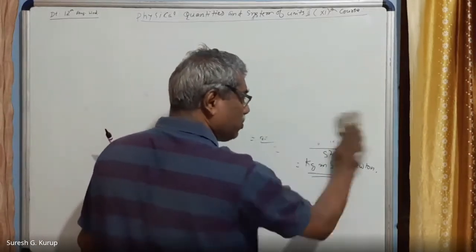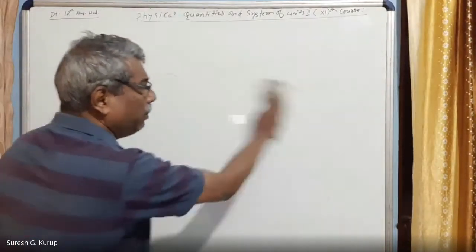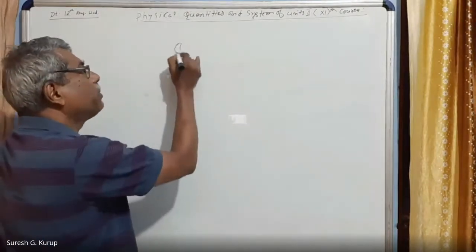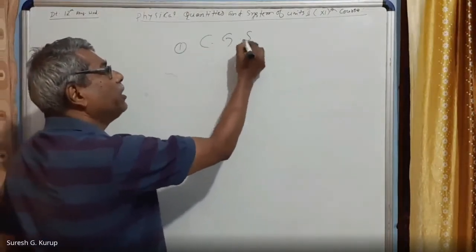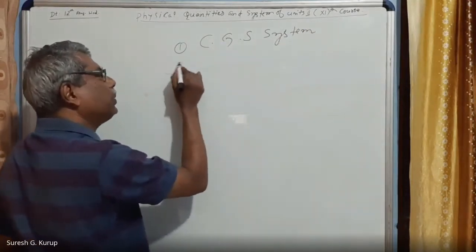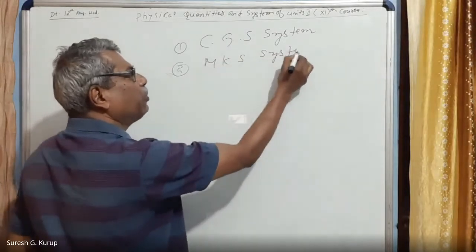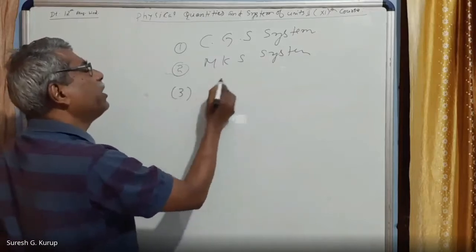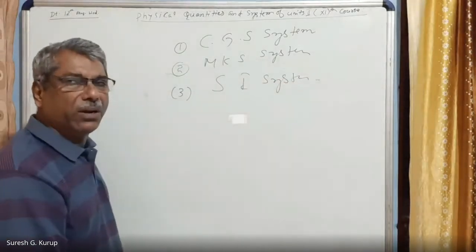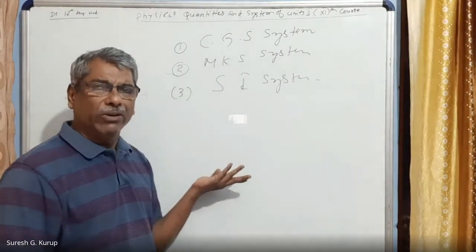There are different systems used for measuring physical quantities. Mainly we have three systems of units. One is called the CGS system, CGS system of units, and the other one is called the MKS system, MKS system of units, and three, this is called the SI system. The SI system is also called Système International, a French wording, or Standard International System.